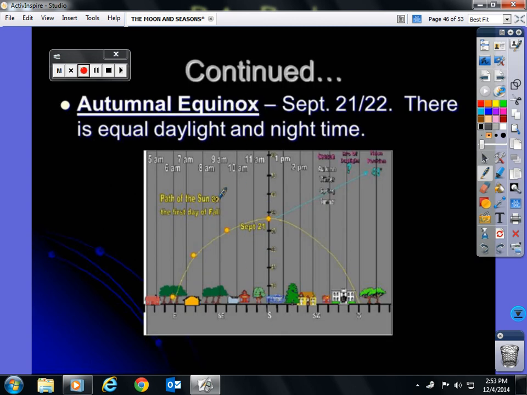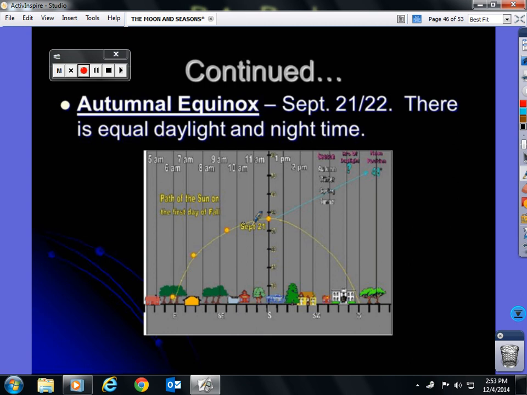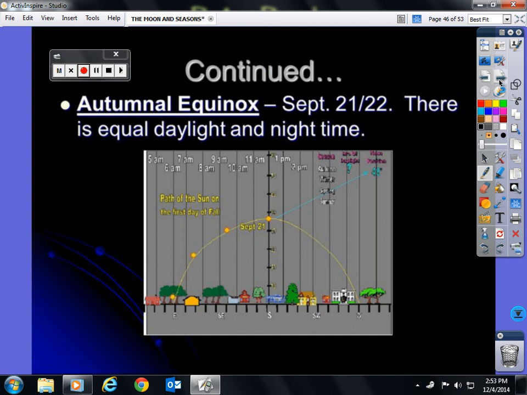The autumn equinox, meaning equal, we have 12 hours of day and 12 of night. You can see it only goes about midway up and then comes back down. This can occur on the 21st or the 22nd. It's literally determined by sunrise and sunset. They are looking for that exactly 12 and 12.